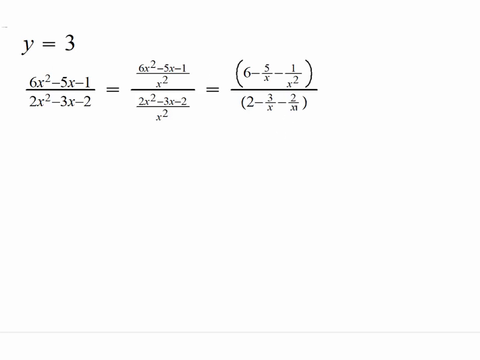Now, as x goes to infinity or negative infinity, these terms will become smaller and smaller, and so will the others. So this goes to 6 over 2, which is 3, as x goes to infinity or negative infinity. That's why y equals 3 is a horizontal asymptote here. So when the degree of the numerator and the degree of the denominator are the same, you just take the ratio of the leading coefficients, and y equals that value gives you the horizontal asymptote.